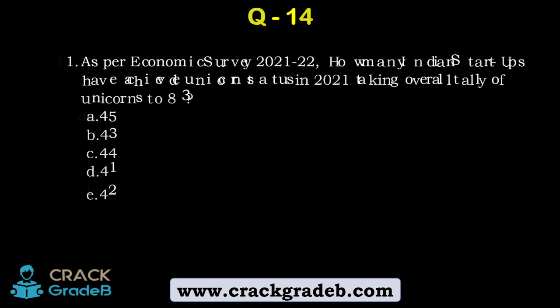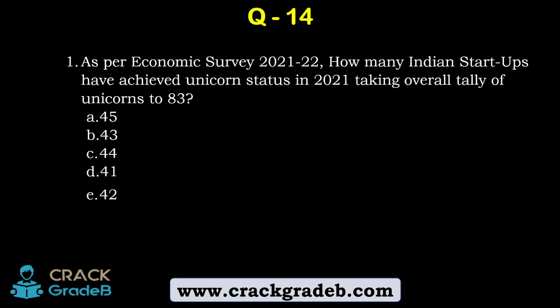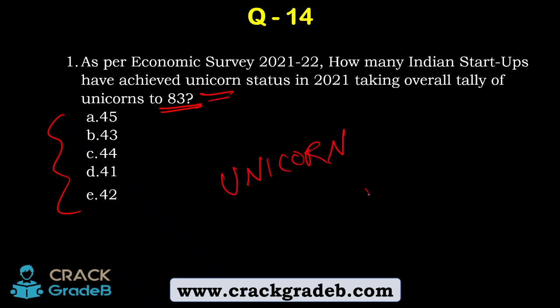Let's see question number 14. As per the economic survey, how many Indian startups have achieved unicorn status in 2021, taking the overall tally of unicorns to 83, right? So, in the coming section, what you will mention is what is a unicorn. What do you mean by unicorn status?